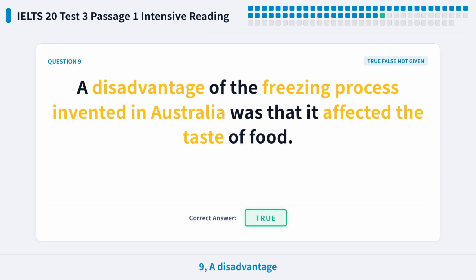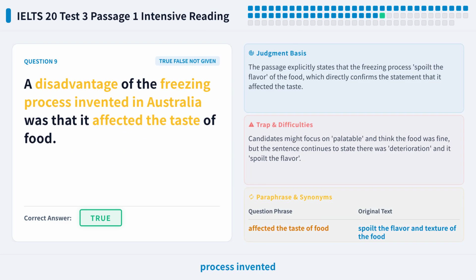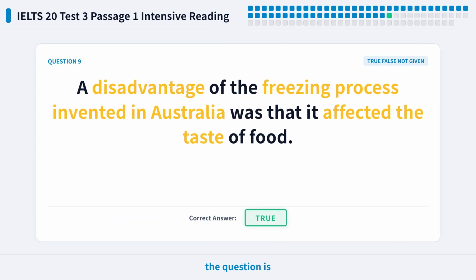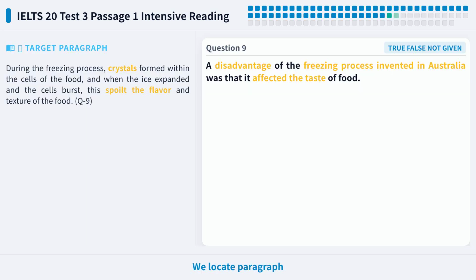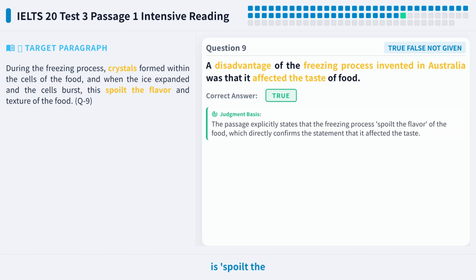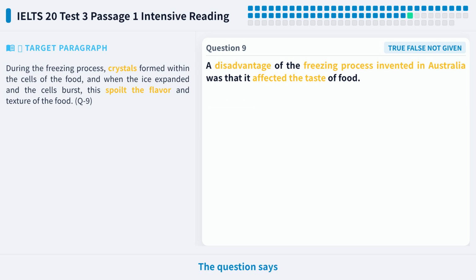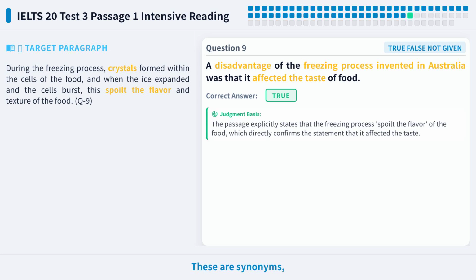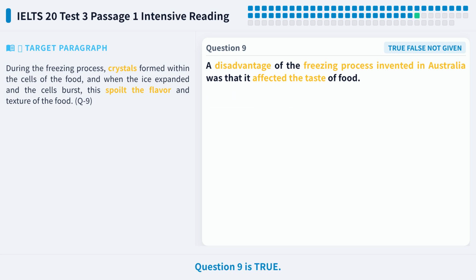Let's look at question 9. A disadvantage of the freezing process invented in Australia was that it affected the taste of food. The key clue in the question is "affected the taste of food." We locate paragraph 4 and look for descriptions about the taste of food. The text says this spoilt the flavor and texture of the food. The original phrase is "spoilt the flavor." The question says "affected the taste," and the text says "spoilt the flavor." These are synonyms, both meaning the taste was damaged. So the statement is correct. So the answer to question 9 is true.